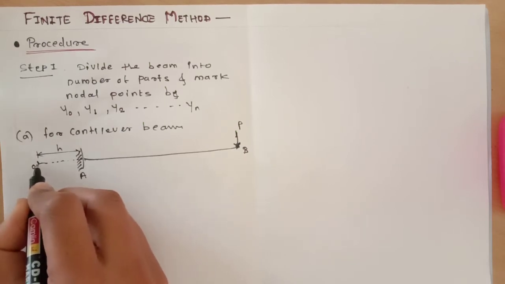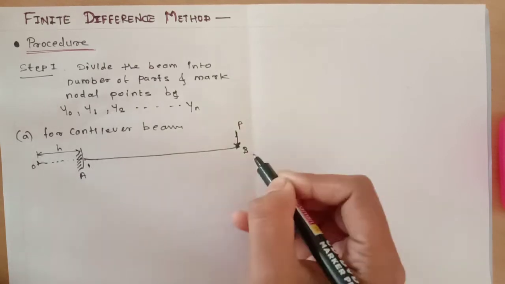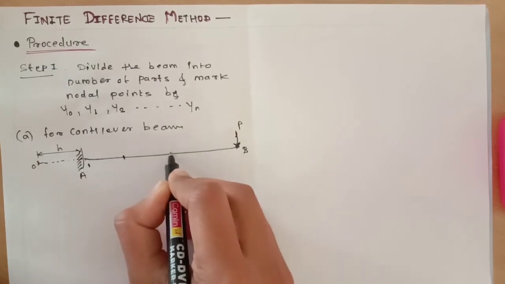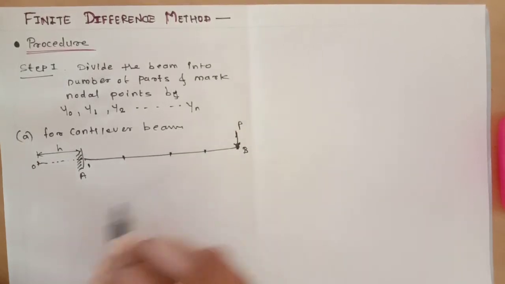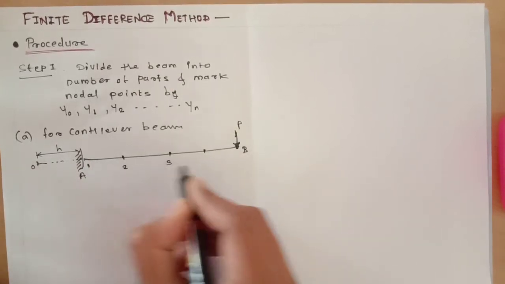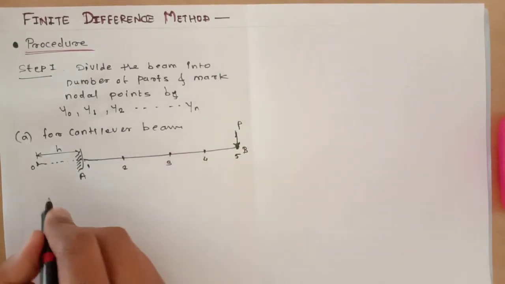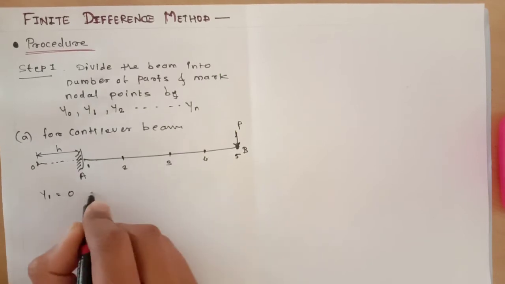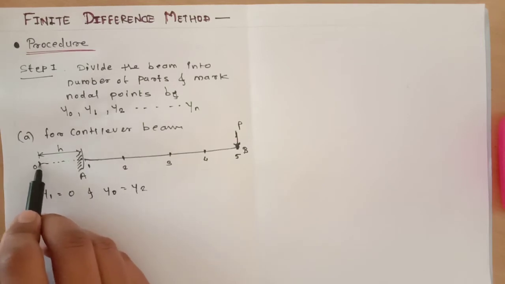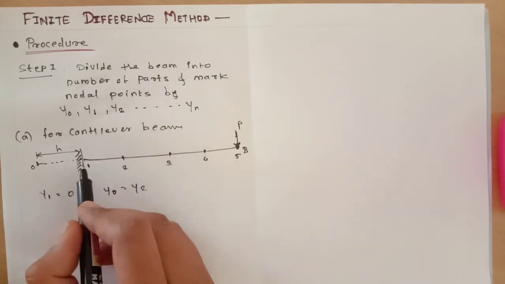So here node point 0, then at A point node point 1, and in between A and B, suppose we consider 3 nodes, 1, 2, 3, in equal parts. Suppose here 0, 1, 2, 3, 4 and last node 5. Okay, so here y1 is equal to 0 and y0 is equal to y2. That means y0 is equal to y2 due to symmetry on both sides of the fixed support.